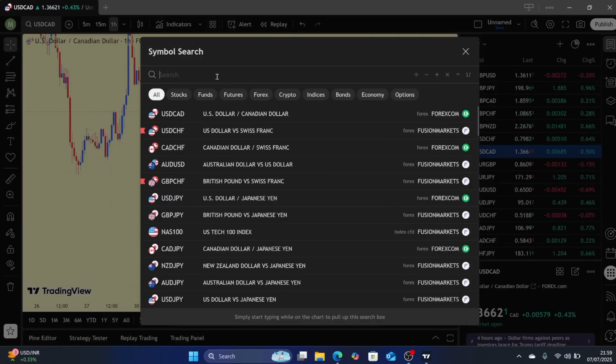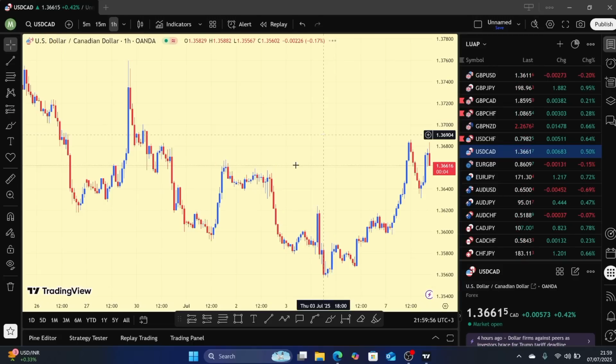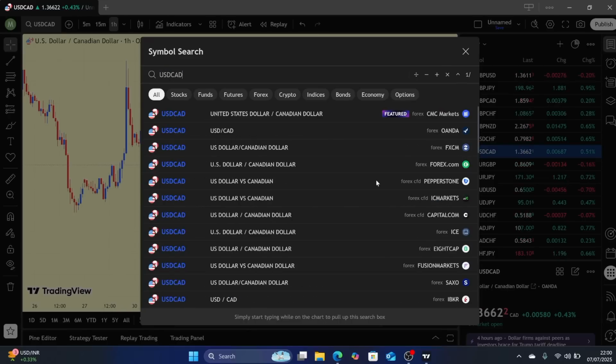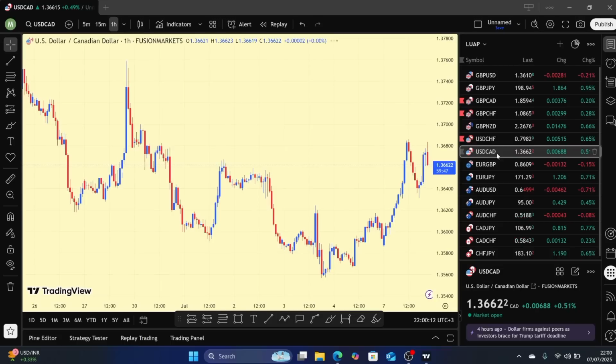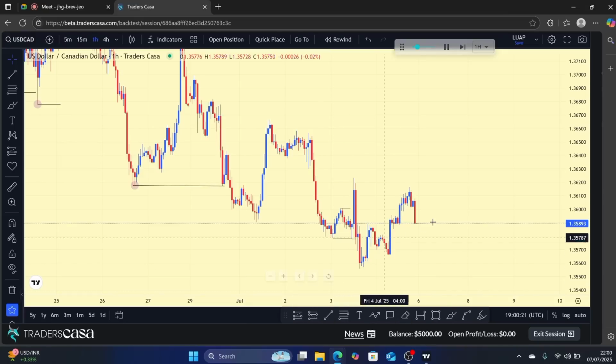What about Oanda? Let's see USD CAD, Oanda. Oanda also is not a valid pullback. All right, the last one, FXCM, USD CAD, FXCM. Yeah, FXCM too, it was not a valid pullback. So you can see that on Fusion Markets it was a valid pullback. So this misled me. This means our Traders Casa information is right, because most of the brokers are showing this one here to be an invalid pullback. So I will not consider that as a valid pullback.